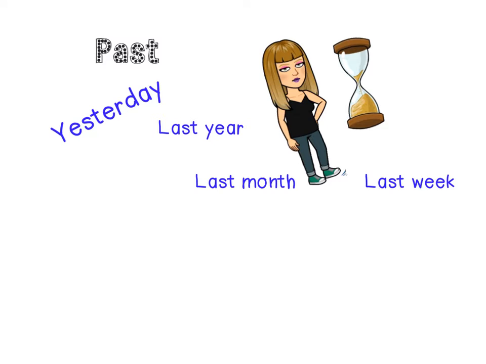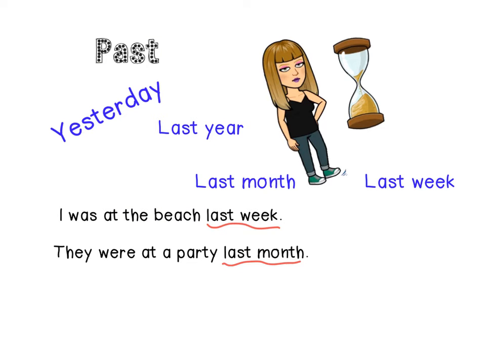Let's see some examples. For example, we can say, I was at the beach last week. They were at a party last month. But remember to pay attention to the verb was or were, which indicate that we are talking about a past event. So you have to pay attention to the verb and the time expression.